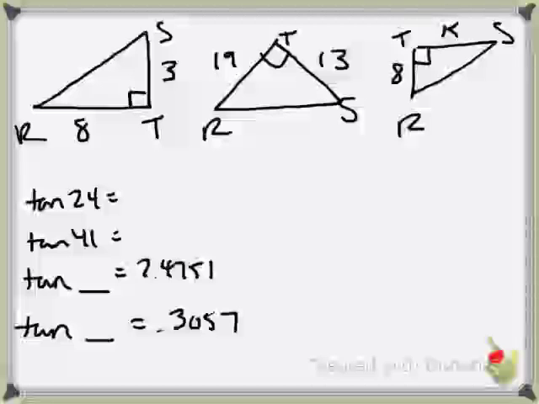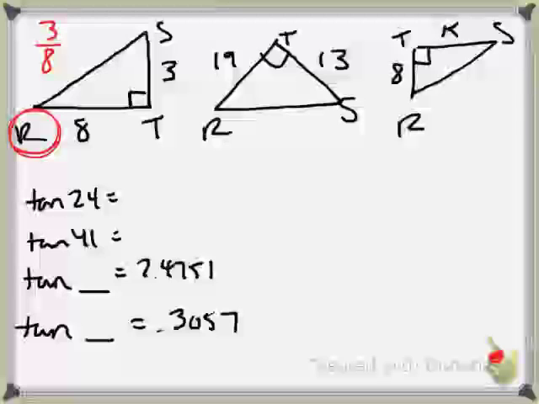Okay, so we're going to do a few more examples here. In these triangles, let's focus on R and find the tangent of R in each of them. So in that first one, the tangent of R will be what fraction? 3 over 8. Opposite is 3, over adjacent is 8. What about in the second one? What's the tangent of R? 13 over 19. And in the last one?